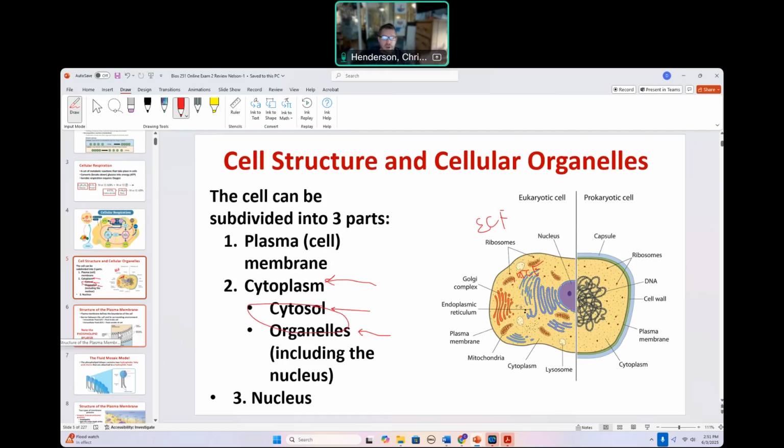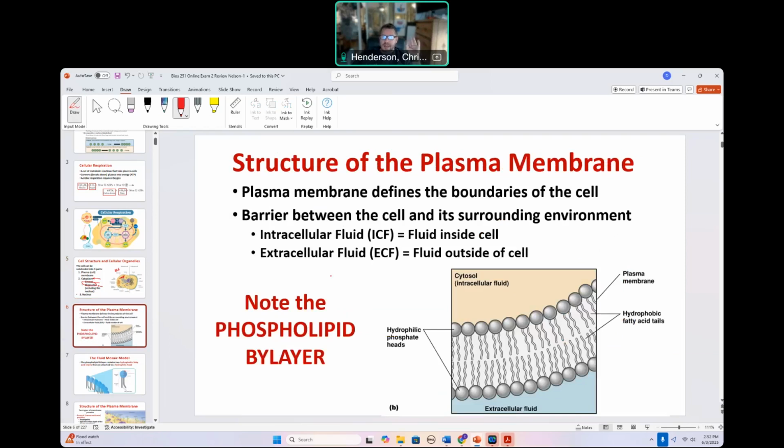Okay, so let's look at the structure. First question is, what is the structure of the cell membrane? What is it made out of? Well, it's made out of a lipid bilayer, phospholipids. So these phospholipids are in a bilayer. Bi means two, so it's a double layer.